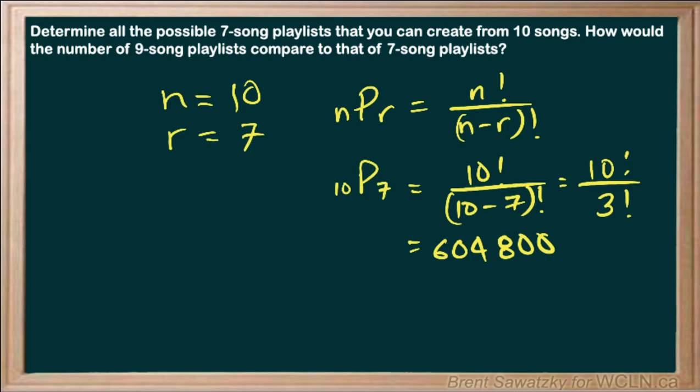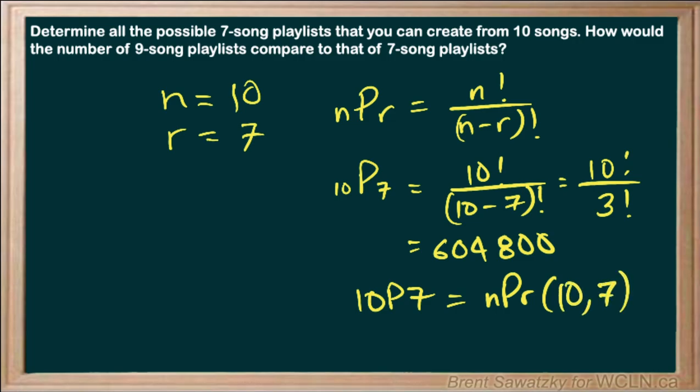604,800. And if we decided to do that on a calculator, we would just plug it in as 10 and then our permutations formula and 7. And if we were to do that in Desmos, then we would do it looking like this, 10 and 7. And so basically, they're all the same, just slightly different formats in which we enter them.